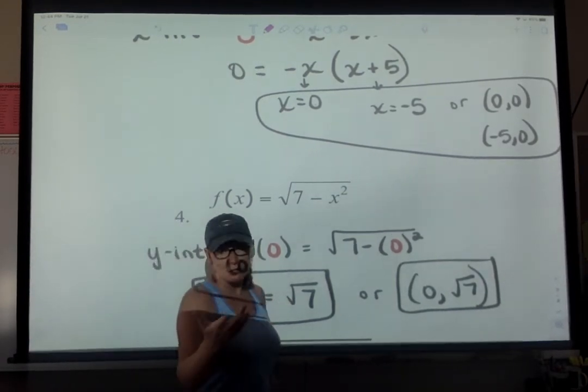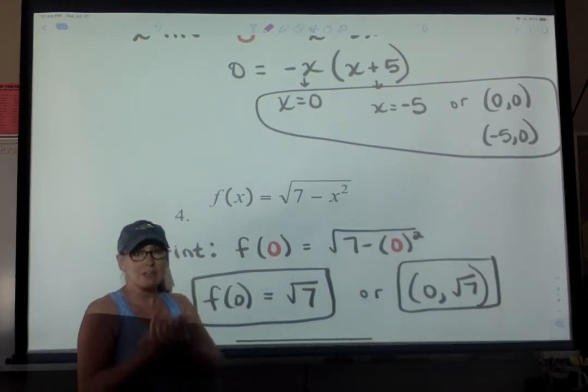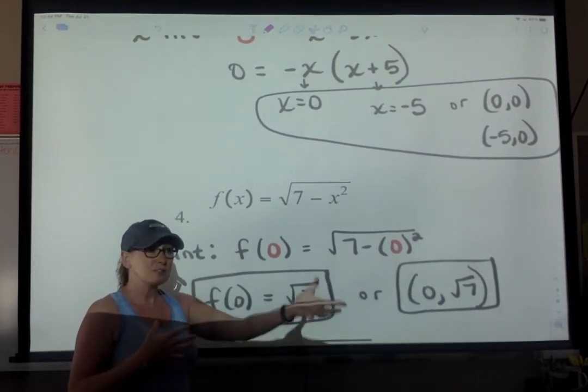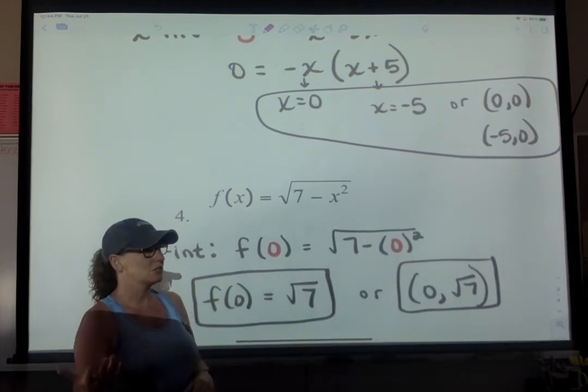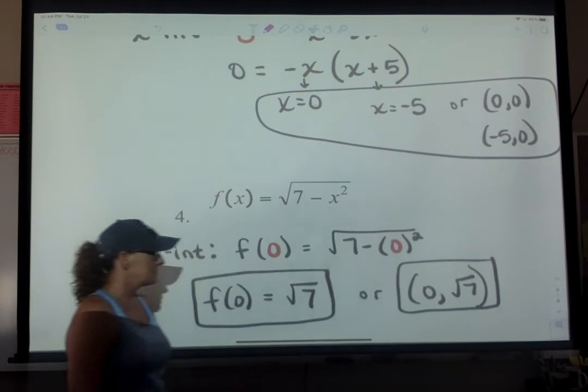If it bothers you, you can put yours as a decimal. Make sure you follow directions in my math lab, because sometimes it'll tell you to use the decimal and round. Other times it'll tell you keep it in radical form. So there's your y-intercept as an ordered pair.